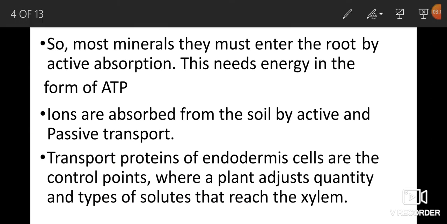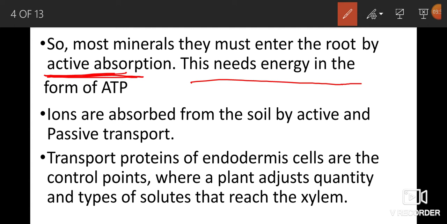So most minerals must enter the root by active absorption, because the minerals present in the soil are charged particles, and also the soil contains a lower concentration of minerals. So it requires active absorption. It means it requires energy, in the form of ATP.